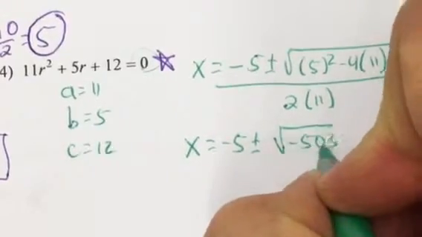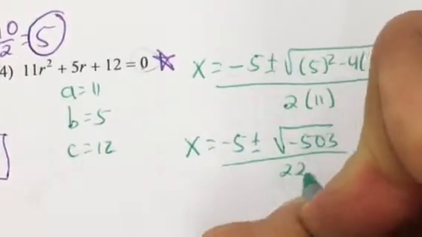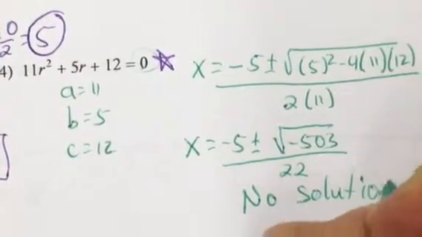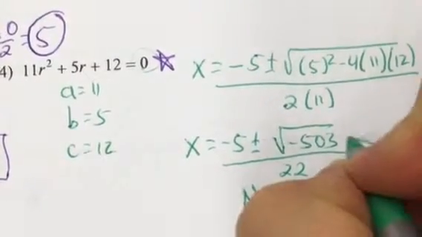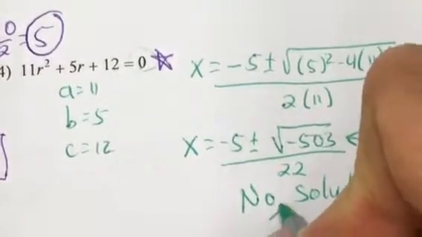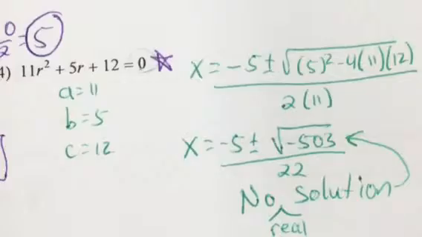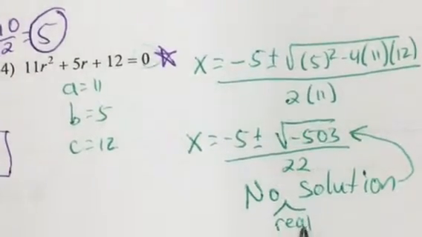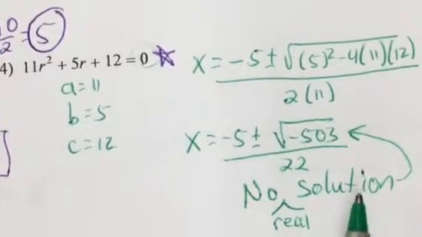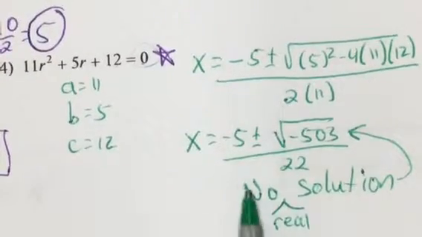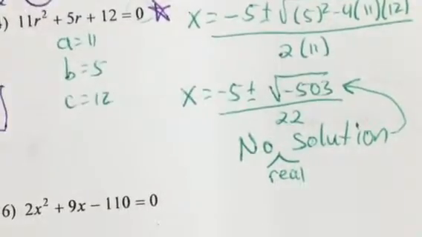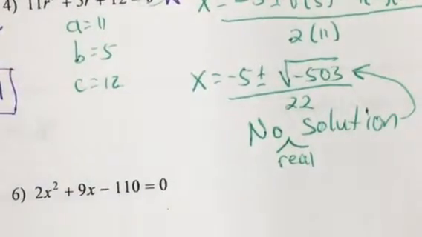Negative 503 all over 22. No solution. Why? My discriminant is negative. There's no real solution. Next week, we're going to discover a different set of numbers that'll help us solve this. But for now, just trust me, there's no real solution, but there is another type of solution next week. Aren't you just excited to figure that one out?